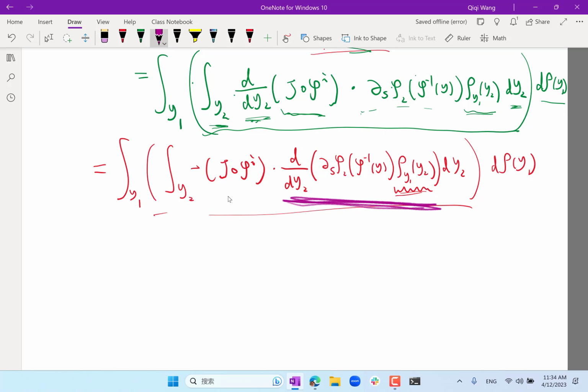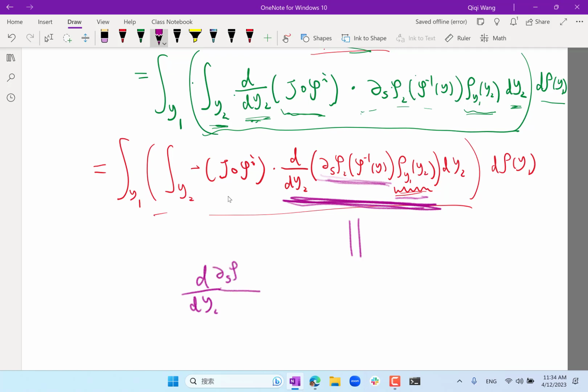This derivative is a derivative of the product of two things. One is the perturbation itself, and the other is the conditional density, right? So using the chain rule, the derivative of the product can be written as a sum of the contributions from the first and the second term in the product. So this purple term is equal to the derivative along the unstable direction of the perturbation.